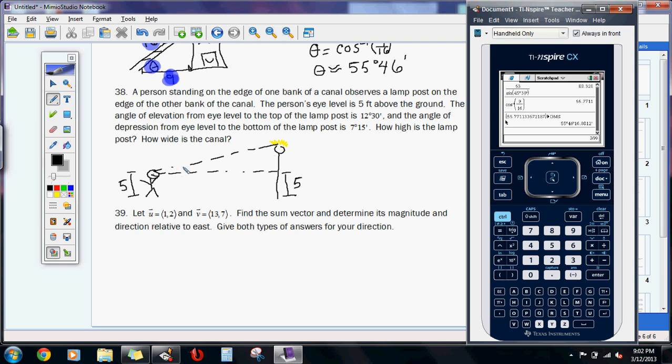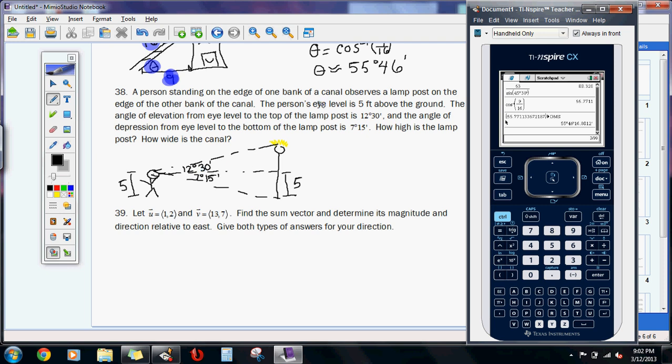Alright, so I'm going to try to write this in there. This may get tricky. 12 degrees 30 minutes. Okay? And the angle of depression from eye level to the bottom of the lamppost is 7 degrees 15. So here, looking up, angle of elevation, and then looking down to here is the angle of depression, which we have given to us as 7 degrees and 15 minutes. Now don't continue until you understand what we just did there.